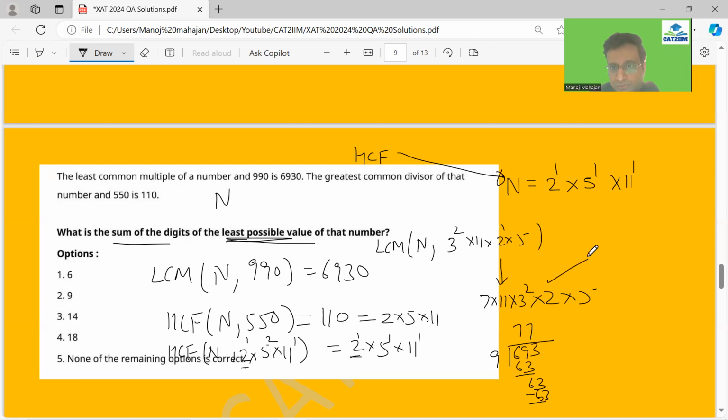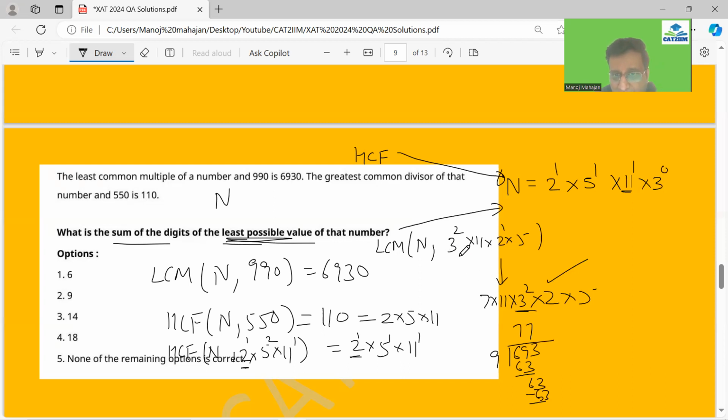Same if I look for 3 over here, 3 square, and over here is 3 square. So this is the higher power we can pick up. So for LCM, if I want the least possible power of 3, I can look forward to pick 0 again, right out here. So that's done. 11 is here. Over here is also 11. So you have 11 in the LCM also.